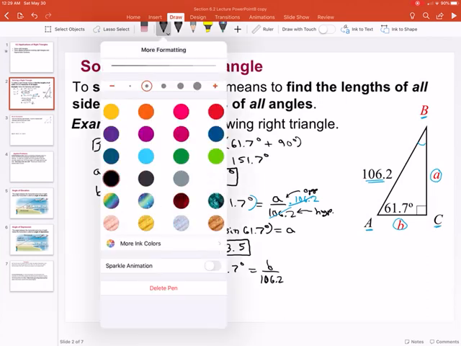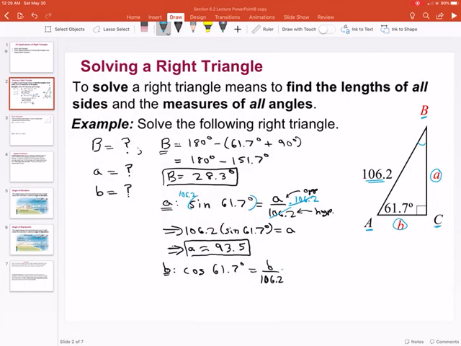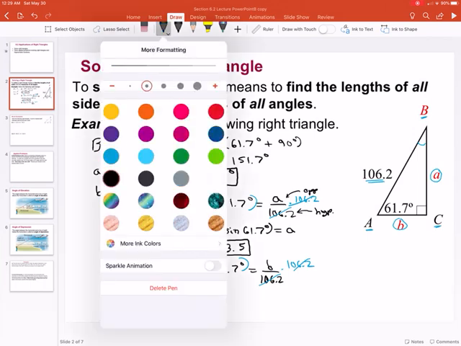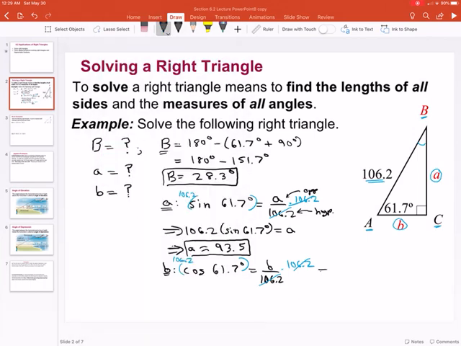Now we can solve for B. To do that, we have to get rid of the coefficient, so we'll multiply both sides by 106.2. That allows us to get B isolated. So B is equal to 106.2 times the cosine of 61.7 degrees.